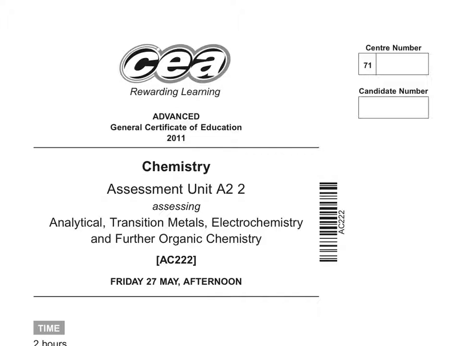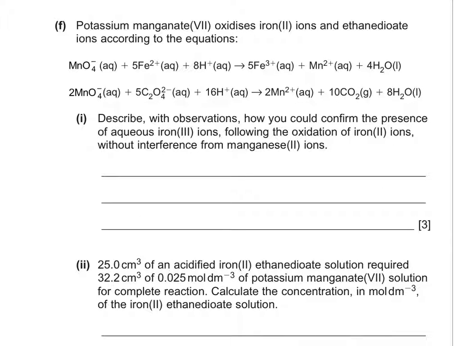This is Module 5 and it's May 2011 and we're going to be looking at question 14f. This question is looking at the oxidation of iron 2 plus ions to iron 3 plus ions by the oxidizing agent potassium permanganate and the oxidation of ethane dioate ions to carbon dioxide using, again, potassium permanganate as the oxidizing agent.